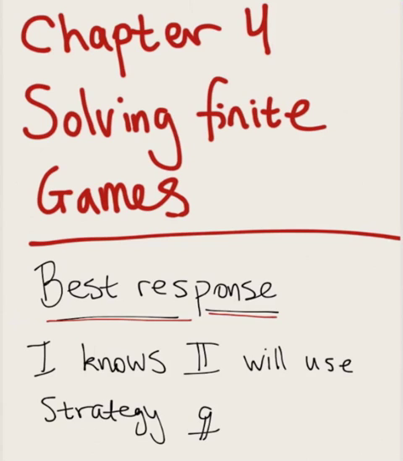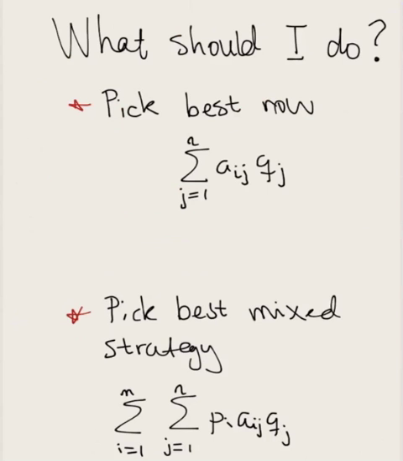But first let's assume that player number 1 actually knows exactly what strategy player number 2 is going to use. Let's call this strategy Q. What should player number 1 do? Well, there are basically two things. Player number 1 can try to pick the best row, and here he's picking row number I.